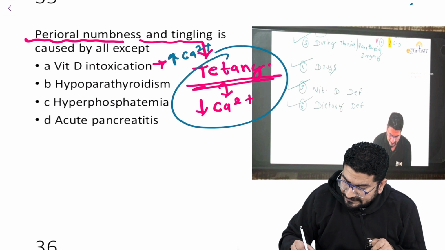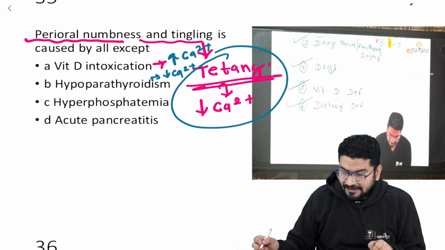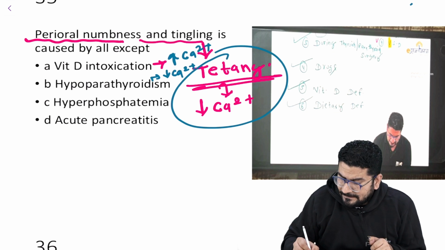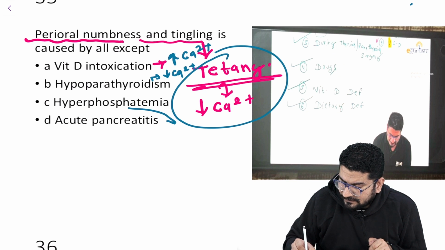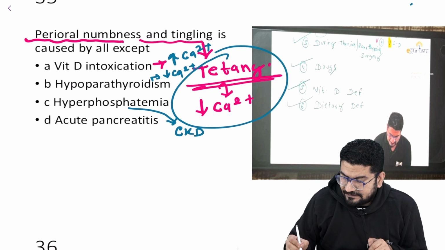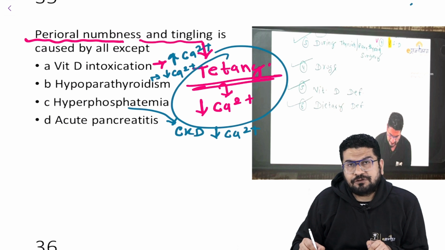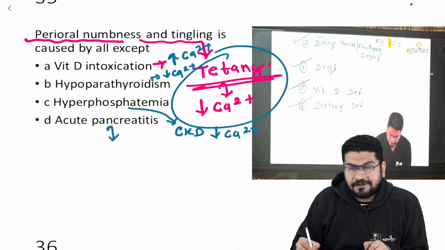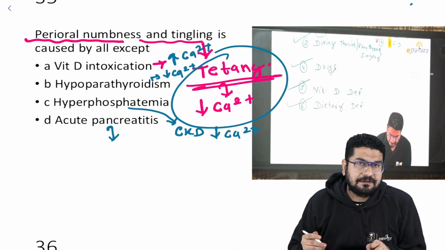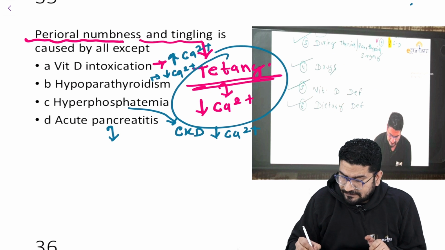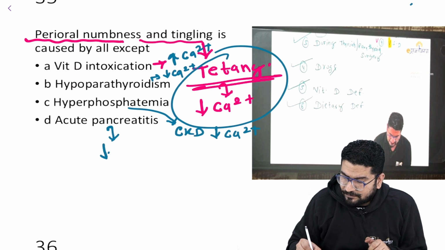Hypoparathyroidism can produce low calcium, because there will be low PTH. Hyperphosphatemia you can see in a patient of CKD, and very rarely in a patient of AKI. So mostly in CKD patients we see hyperphosphatemia. CKD can also produce hypocalcemia, there can be low calcium. Then acute pancreatitis: remember, whenever there is acute pancreatitis, there is a release of enzymes like lipase and amylase. Especially lipase, with free fatty acids, will try to chelate the calcium. So acute pancreatitis can also produce hypocalcemia.